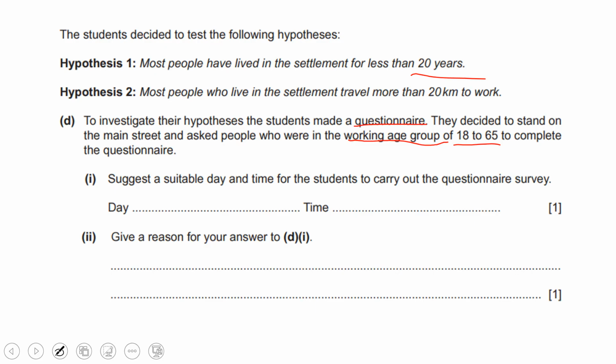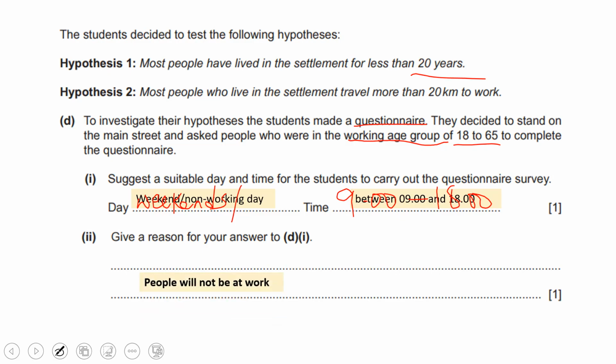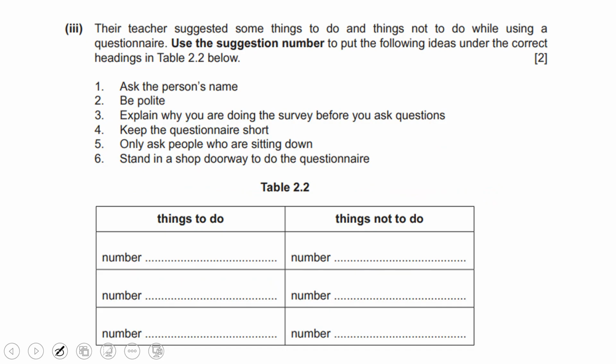So, suggest a suitable day and time. Usually, the suitable day should be weekends. You should be looking at things like Saturdays and Sundays, and possibly Fridays, but Fridays should be late hours when people are done from work. The time should be not too early, maybe around 9 a.m. to a maximum of 6 p.m. So within that range of time, on the weekend, which are non-working days, between 9 to 8. Now, give a reason for your answer. I've said it already. Most people are at work during the week, so people will not be at work during weekends.